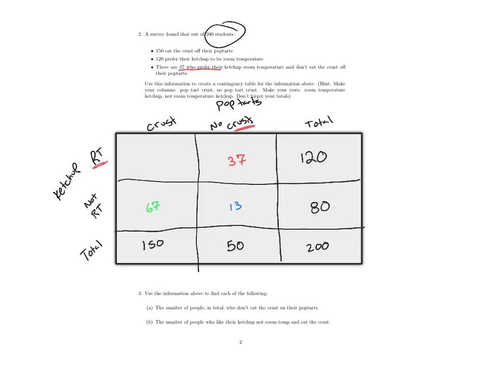Using the same type of logic, the fact that this is additive, I can either use the fact that this column needs to add to 150, or the row needs to add to 120 to get my final number here. So this is how I actually fill in the table.